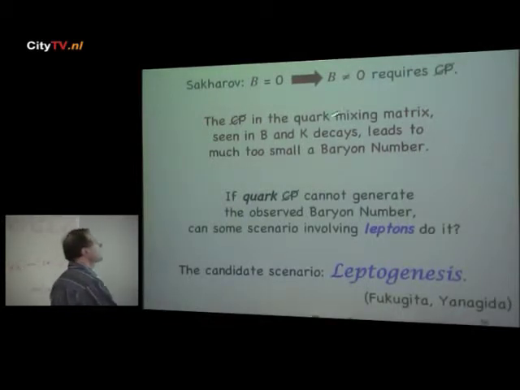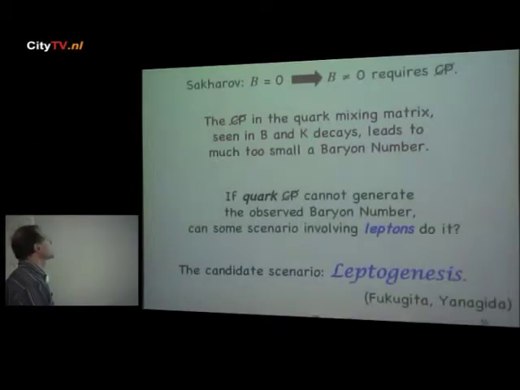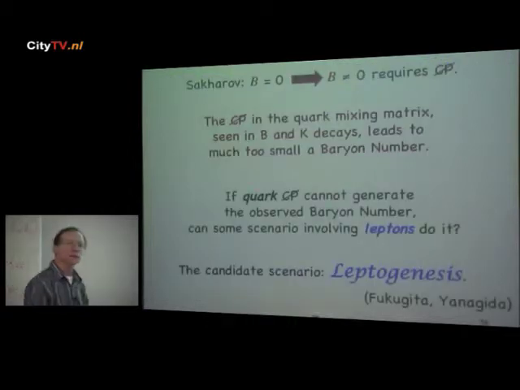Now, CP is observed to be violated in the quark mixing matrix by a quark analog of that thing I call delta. However, that CP violation is of a character that would lead to a much too small baryon number, much smaller than the baryon number that we see. Well, if the quarks can't do it, an obvious question is, can the leptons do it, even though it's a baryon number we're trying to explain?